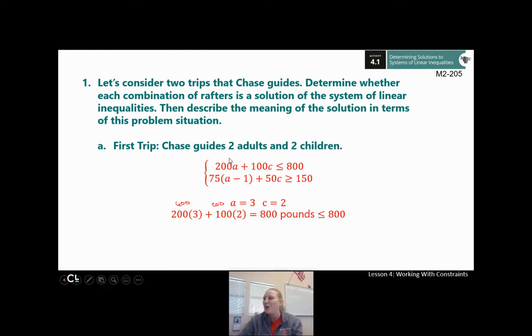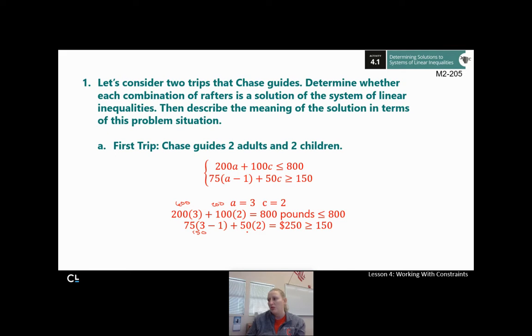Let's check the second inequality. Instead of an A, I'm going to plug in a 3. Instead of C, I'll plug in 2. So I have 75 times 3 minus 1 plus 50 times 2. Well, 3 minus 1 is 2, and 75 times 2 is 150.